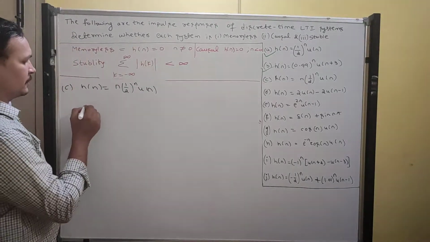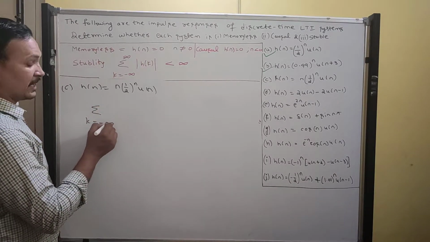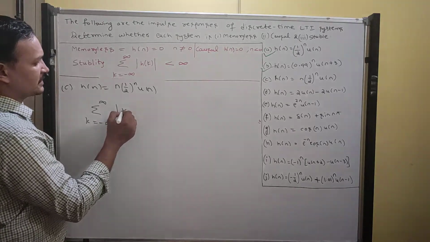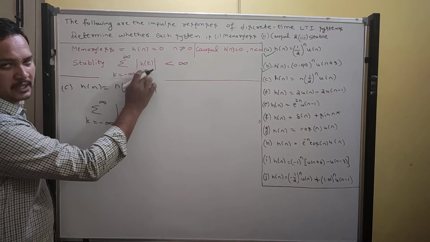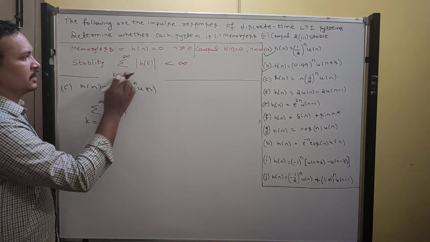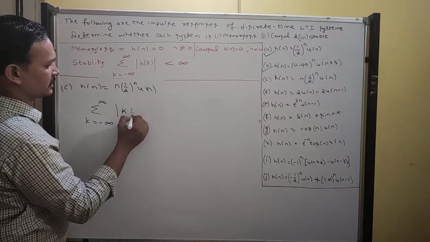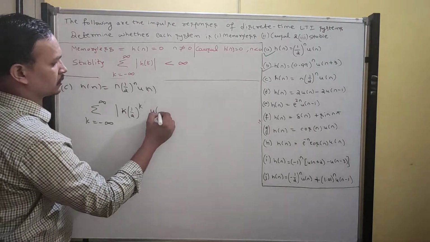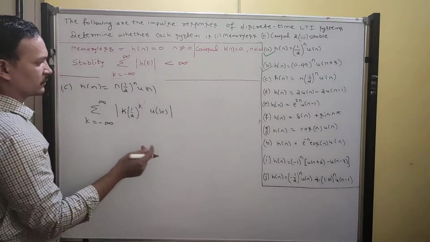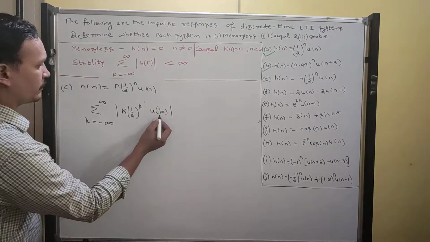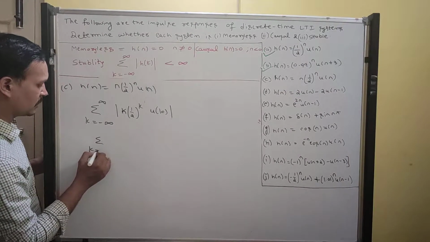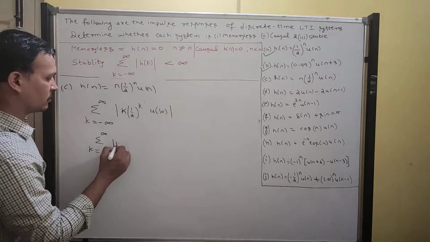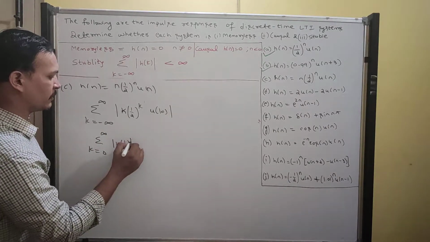Check for stability. So summation k equals minus infinity to infinity of mod h of n, replace n by k. I need h of k, so wherever n is there, replace n by k, and u of n is replaced by u of k. So I write mod h of k. Now for u of k, what are the limits? u of k exists from 0 to infinity. So now k into (1/2)^k.